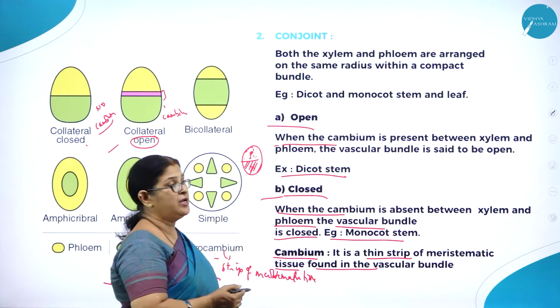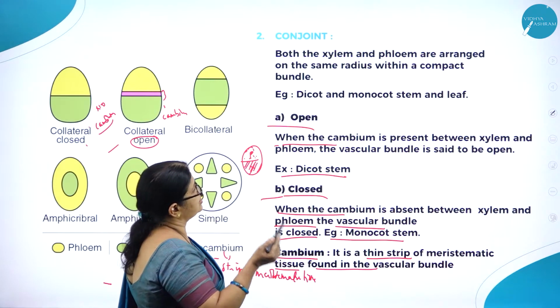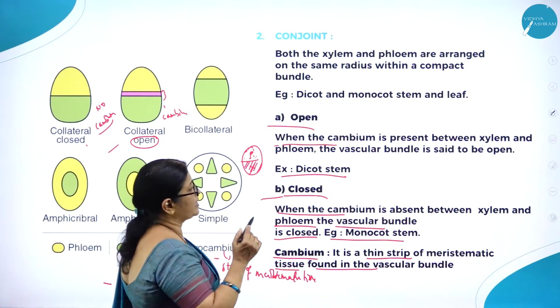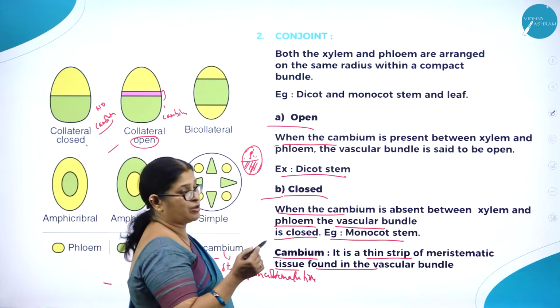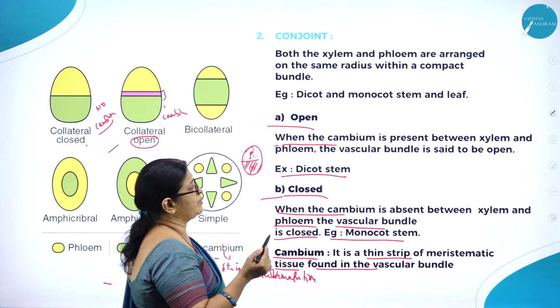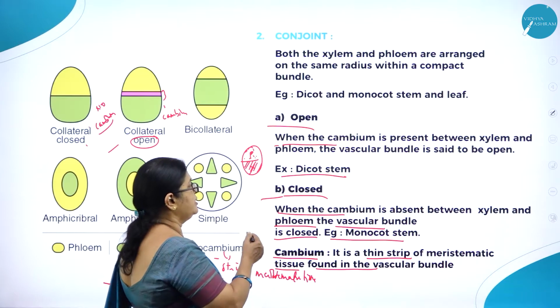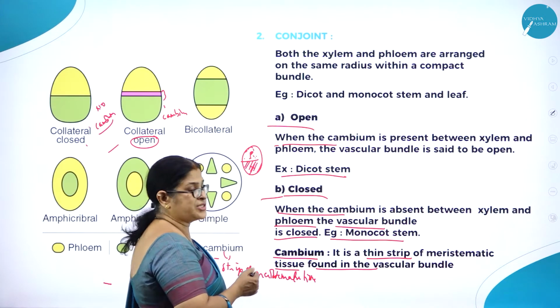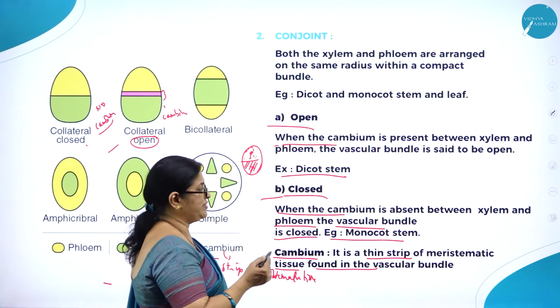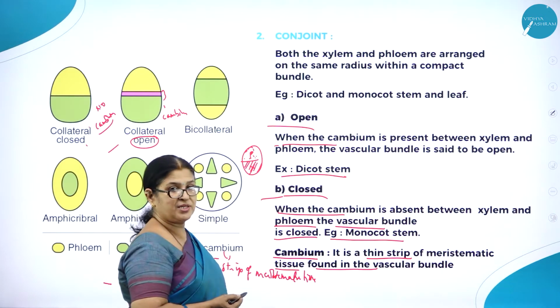So what is conjoined? Both the xylem and phloem are arranged on the same radius within a compact bundle. Example, dicot and monocot stem and leaf. Open: when the cambium is present between xylem and phloem, the vascular bundle is said to be open. Example, dicot stem. Closed: when the cambium is absent between xylem and phloem, the vascular bundle is called closed.